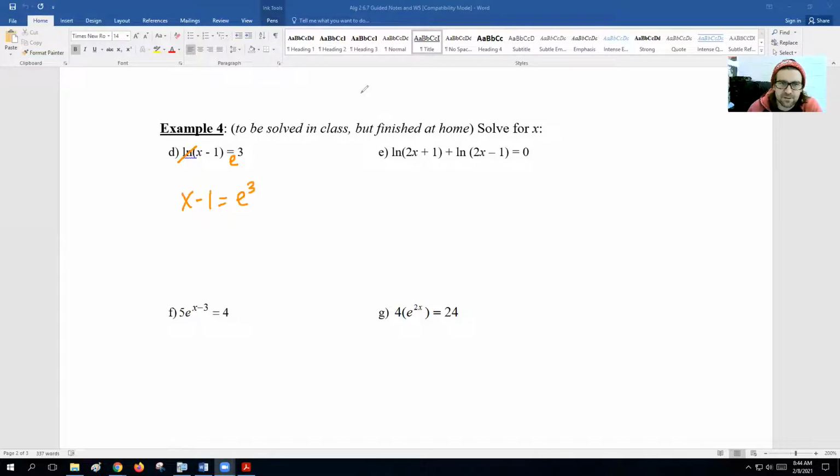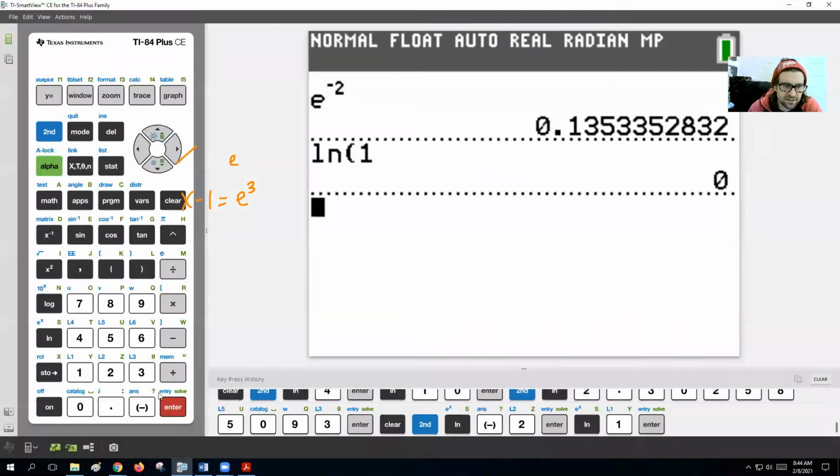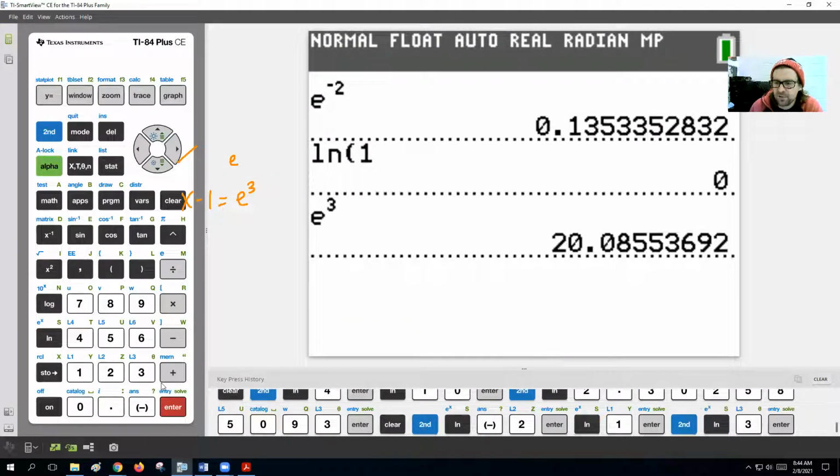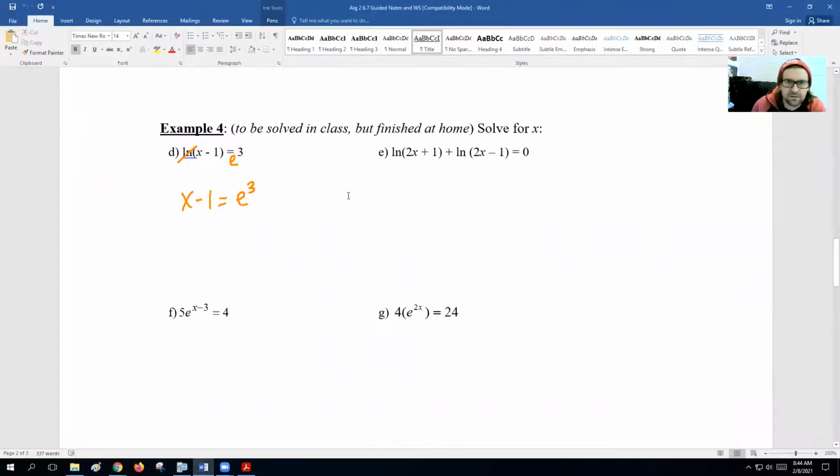Okay, and so let's go through and figure out what decimal that is. All right, e to the third power is 20.0855. Okay, and so x minus 1 equals 20.0853. We can add 1 over to that, so x would equal 21.0853. Piece of cake.